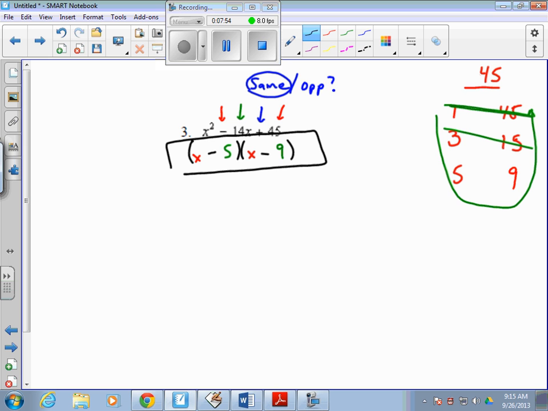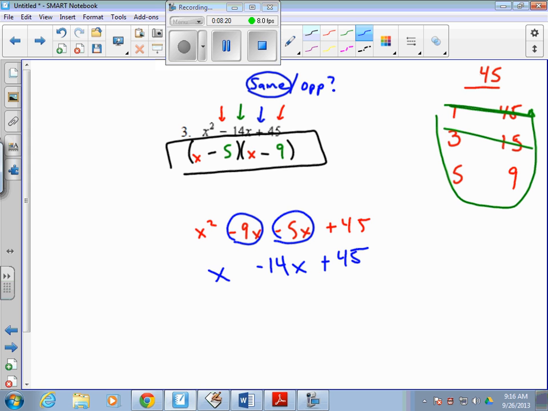If you FOIL that back, you do x times x for first, you get x squared. You do x times negative 9 for outer, you get negative 9x. You do negative 5 times x for inner, you get negative 5x. And you do negative 5 times negative 9 for last, and you get positive 45. And when you combine negative 9x and negative 5x, you get negative 14x. Put the rest of it down, and you go right back to what was original.